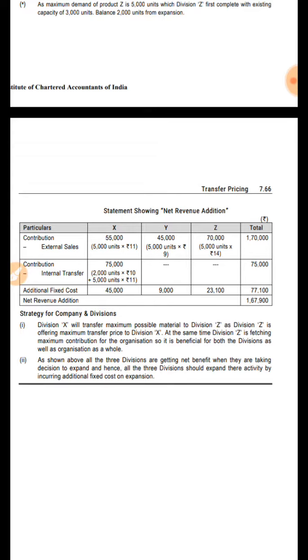So strategy for company and division. Division X will transfer maximum possible material to division Z, as division Z is offering maximum transfer price to division X. At the same time, division Z is fetching maximum contribution for the organization, so it is beneficial for both the division as well as organization as a whole. As shown above, all the three divisions are getting net benefit when they are taking decision to expand, and hence all the three divisions should expand their activity by incurring additional fixed cost on expansion. That's all.